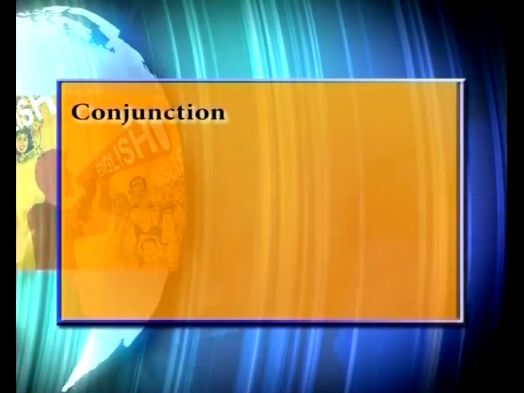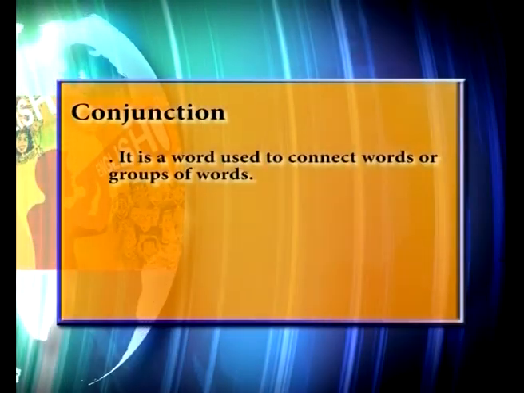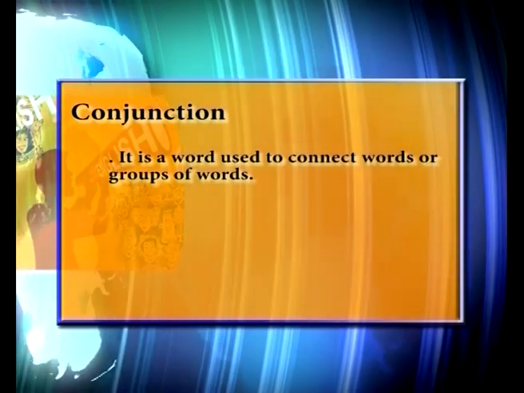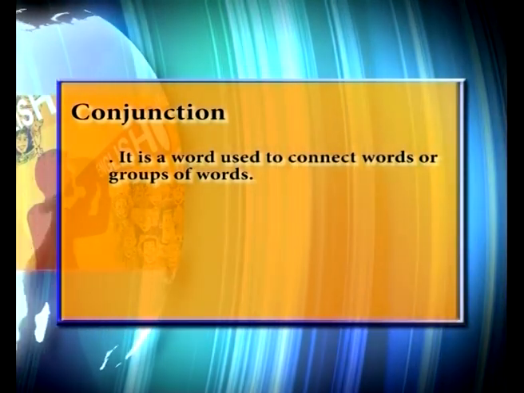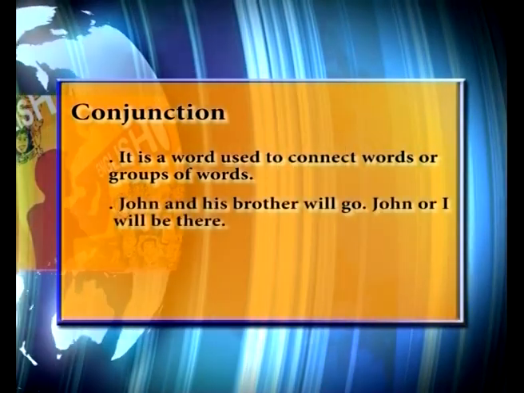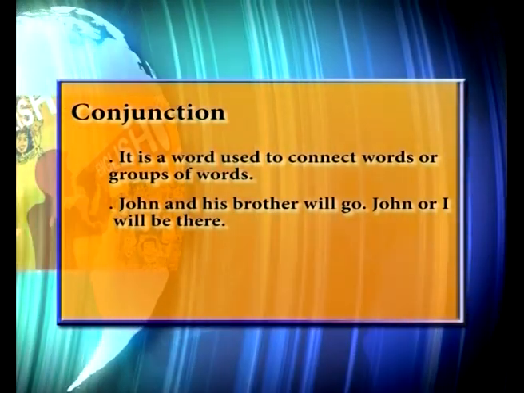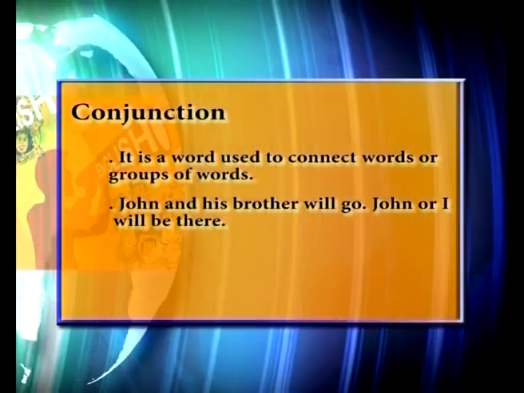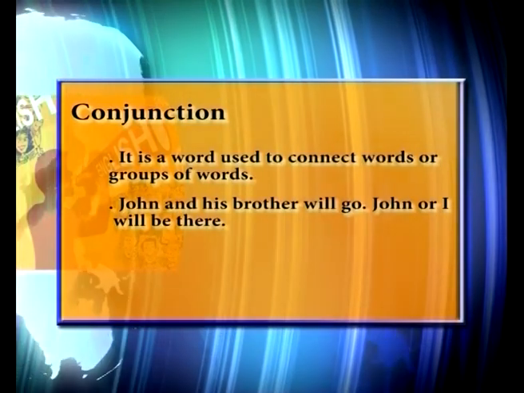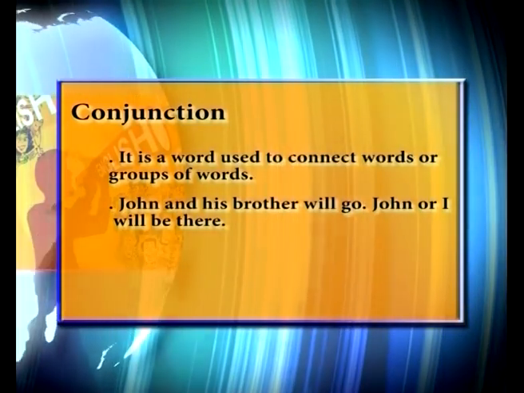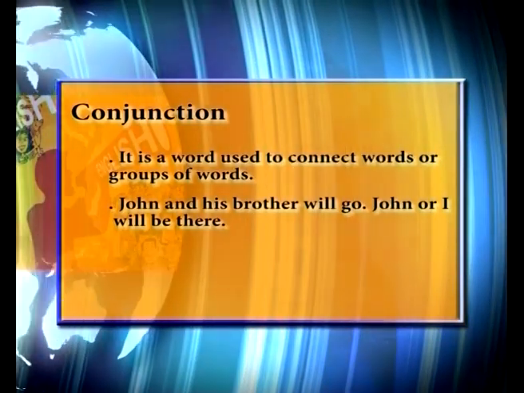Then coming to the second last topic, that is conjunction. I would like to explain it. It is a word used to connect two words or groups of words. For example, John and his brother will go. And is very important here. John or. So or and, these are conjunctions, which can be classified into two classes.